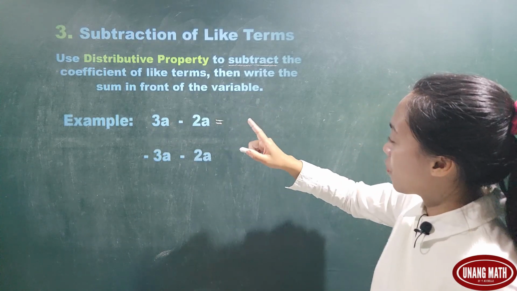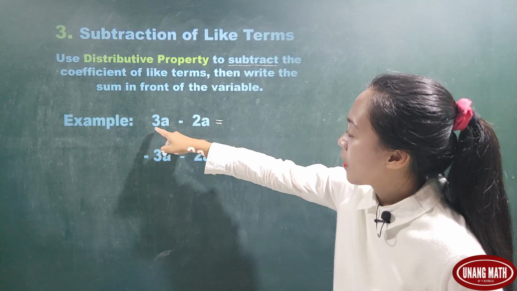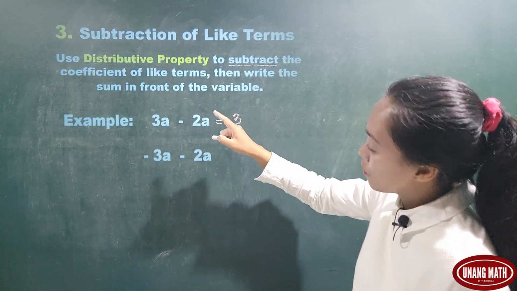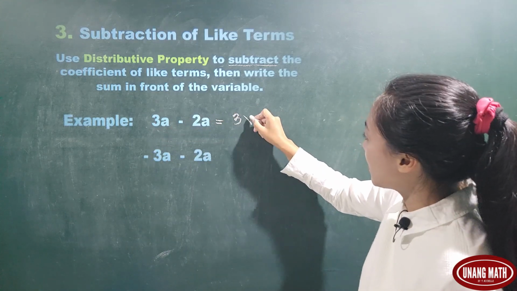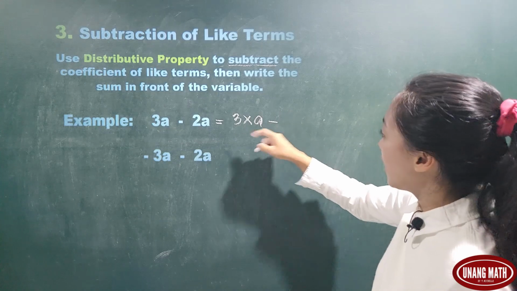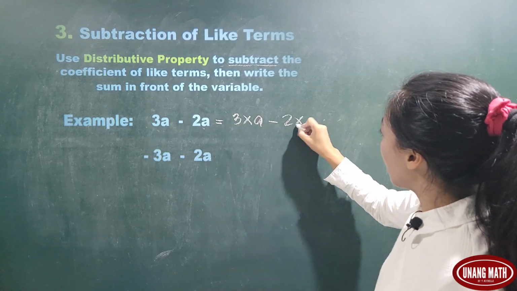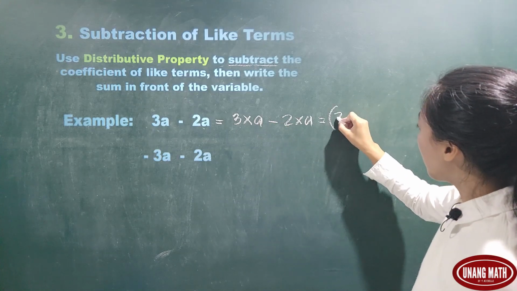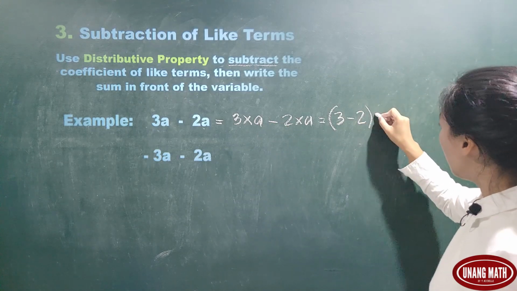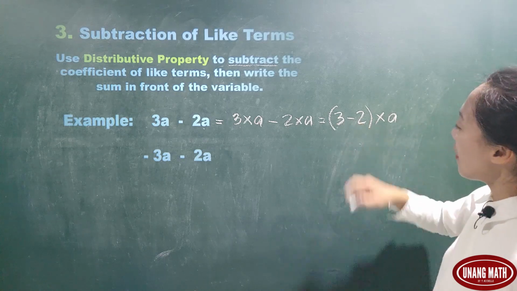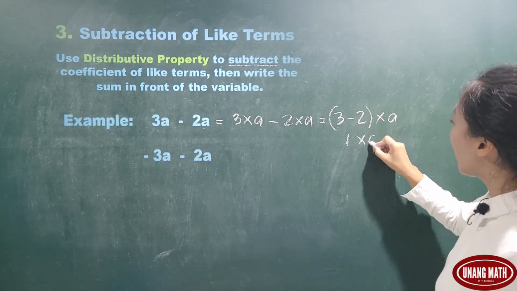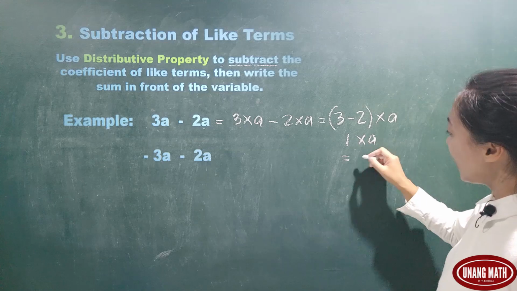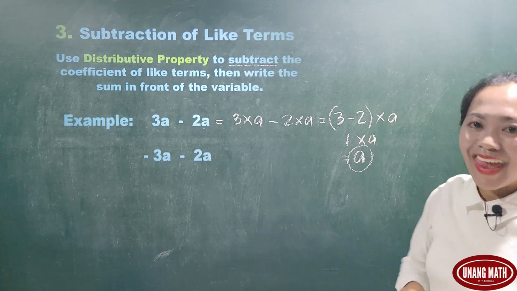So using the distributive property, first, let's restore the omitted multiplication sign. So 3a is 3 times a minus 2a is 2 times a. Okay, using the distributive property, inside the parenthesis, 3 minus 2, and this is times a. 3 minus 2 is 1. So 1 times a is equal to 1a or a.